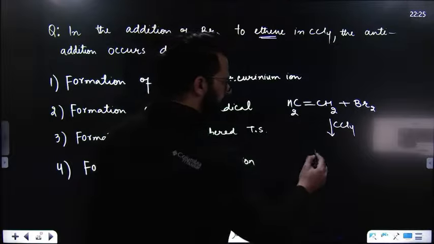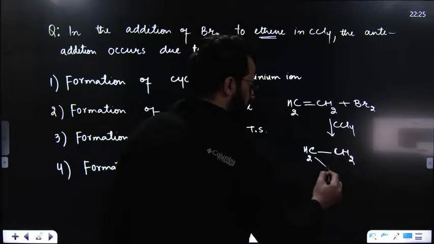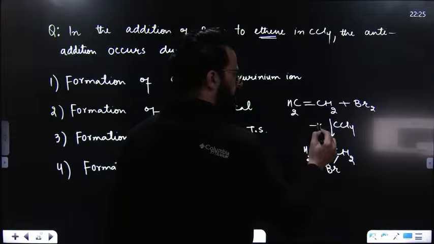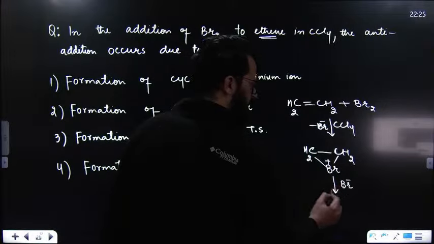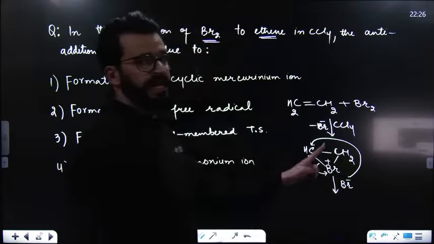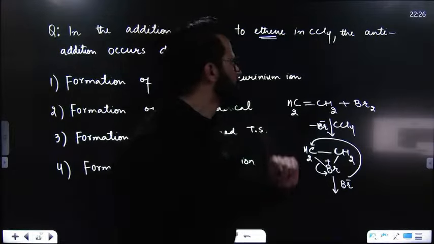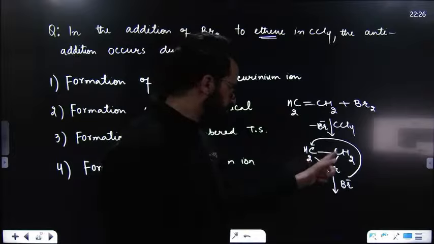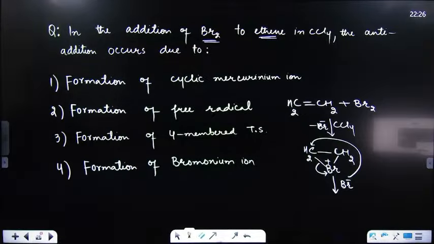And here we will get the formation of this one. And what is this? This is the cyclic bromonium ion, because in the first step Br minus will be lost. And after that, in the second step, Br minus will act as a nucleophile and attack from the opposite side. That means the anti-addition product will be formed. So in the addition of bromine to ethene in CCl4, anti-addition occurs due to the formation of the cyclic bromonium ion.